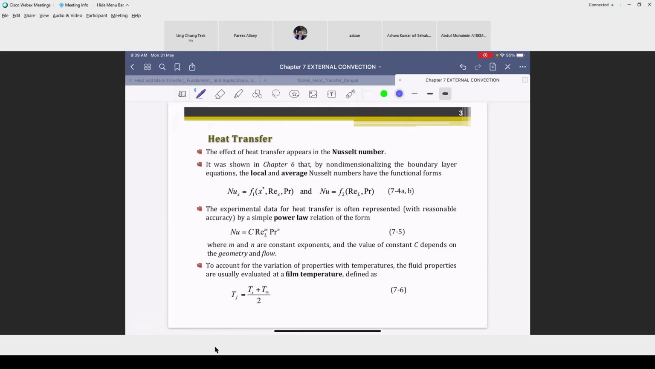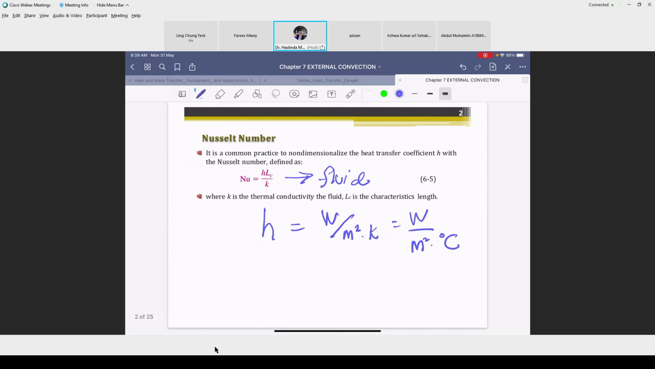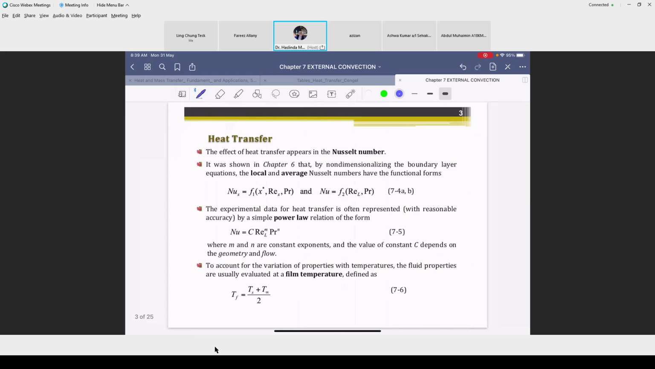So you have to find H using the Nusselt number equation. To do that, I repeat: before knowing H, we must determine the Nusselt number. Now I will help you determine the Nusselt number. But before that, sometimes you have to refer to certain tables to find out the properties of the medium or fluid, right?